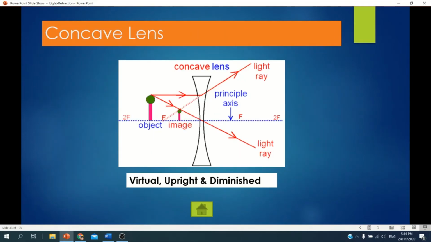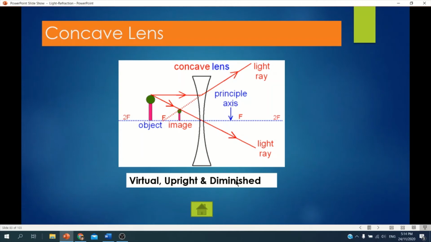Okay, so if I have the object placed here between F and 2F, so I draw ray P. So ray P diverge from F, and this is ray O. So the two refracted rays diverge. So I trace back. So I get the intersection. So this is where the image is formed. So you see the image is virtual, upright, and diminished.